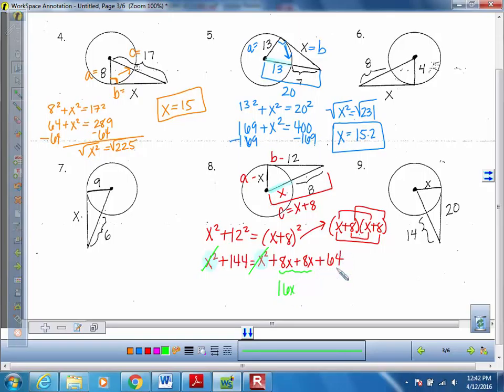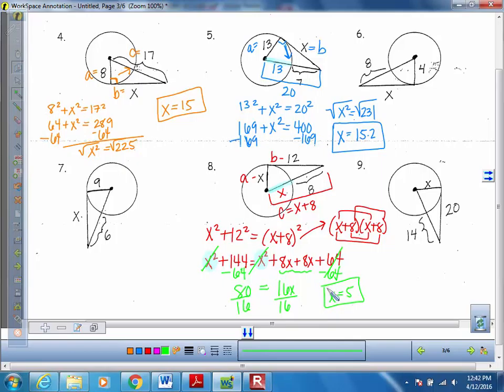And let's go ahead, since 144 is on the left-hand side, let's move 64 over there and get rid of that 64. So when I subtract 64 from 144, that gives me 80. And then to get x by itself, divide by 16, and x equals 5. Very good.